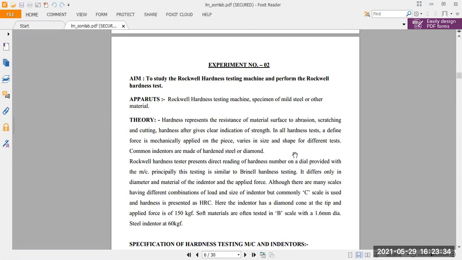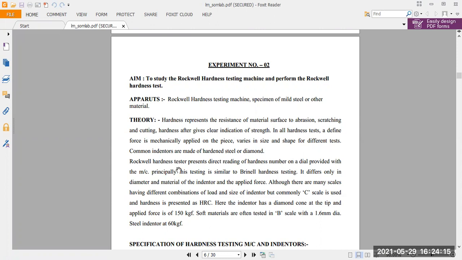A definite compressive force is mechanically applied on the piece itself, where the piece will vary in size and shape for different types of tests, and common indenters are made either of hardened steel or diamond. Here we are using a diamond indenter, whereas in Brinell we are not. And here also, the thickness of the workpiece should be such that the impression is at most 1/8 of the thickness. So accordingly, we have to measure and prepare the thickness.